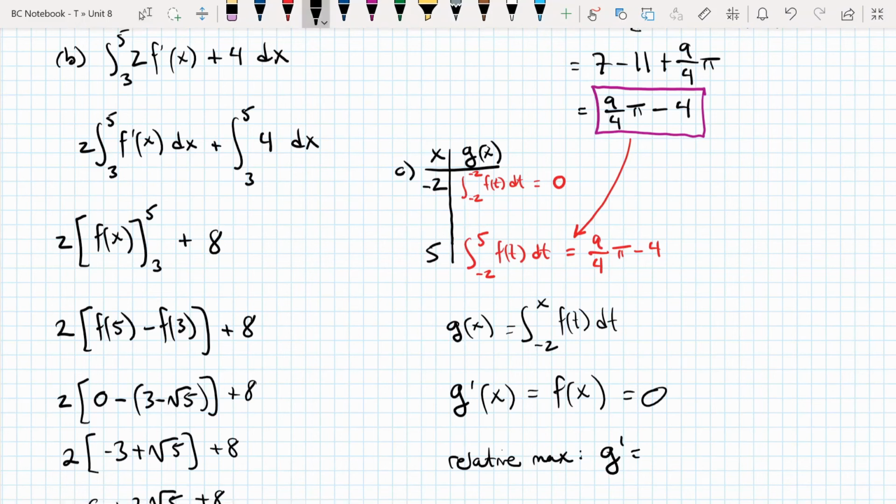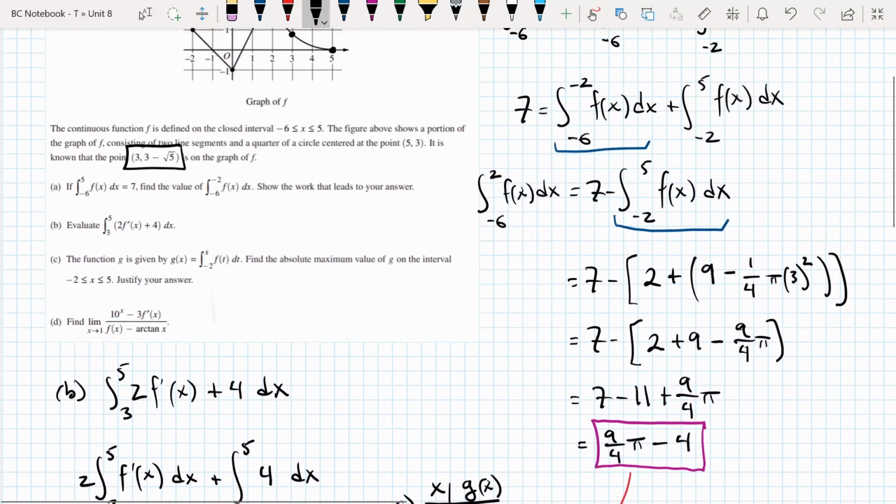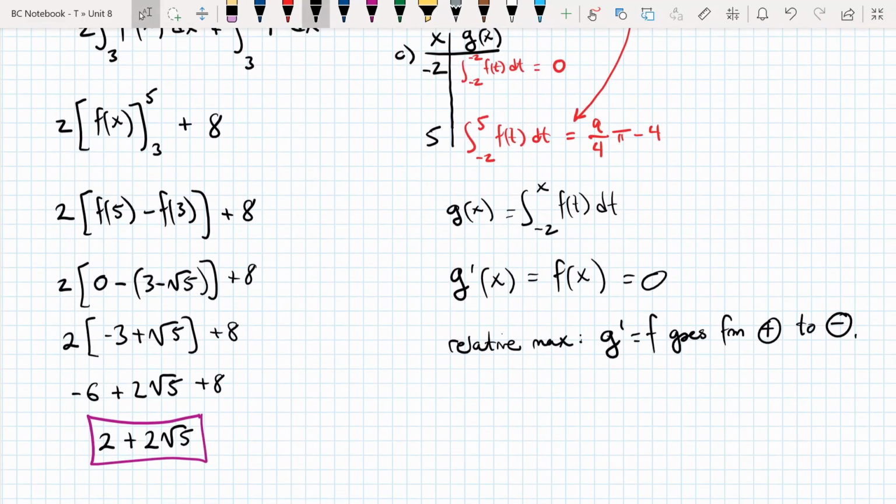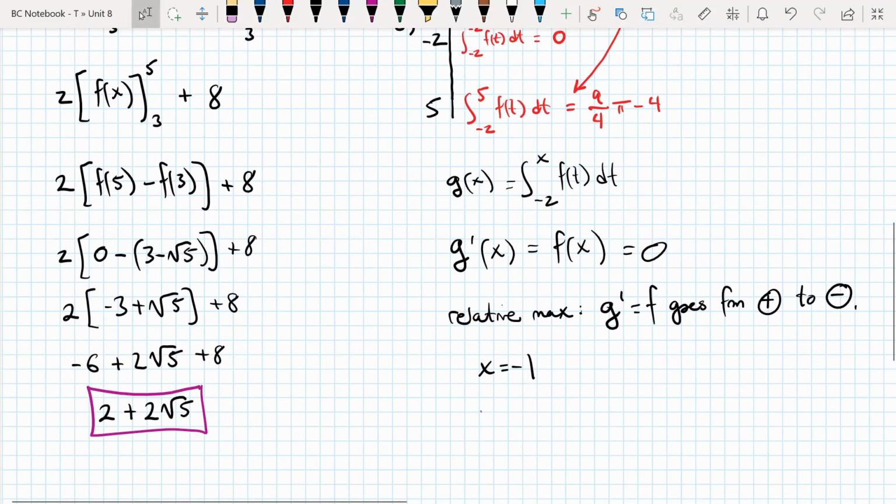We want to figure out where g prime equals f goes from positive to negative. Okay, let's figure out what that x value is going to be. So it goes from positive to negative right here at x equals negative 1. And so negative 1 is going to be the value that we want to check for our relative maximum. All right, so to do that, we're going to plug in negative 1 into this integral. And we're going to use the function at the top to evaluate what that integral is going to be. It's actually going to be with respect to x here.